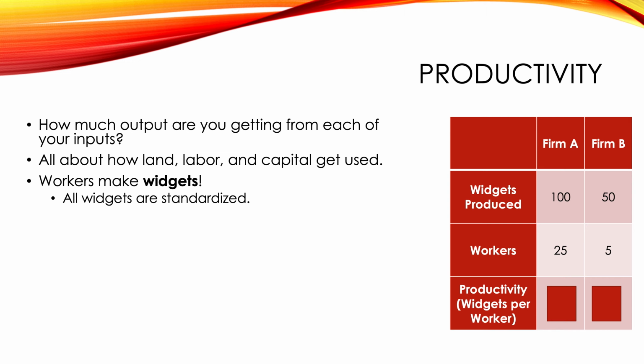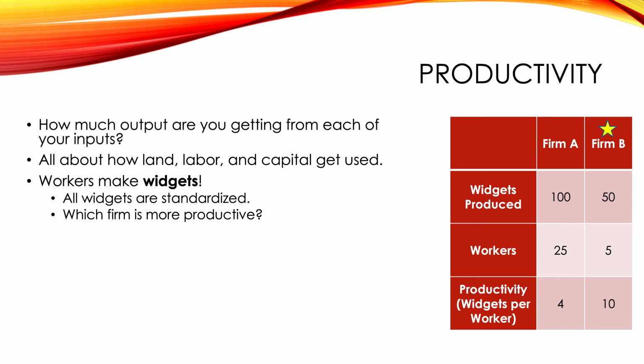So for firm A, you can calculate this probably pretty easily. They produced 100 widgets, but it took them 25 workers to do that. Productivity is 4 widgets per worker. 4 times 25 is 100. For firm B, they produced 50 widgets, but only needed 5 workers to do that. That is a productivity of 10 widgets per worker. So to find out which firm is actually the most productive firm, you would choose firm B because they have better productivity. That's going to make them a more successful company.